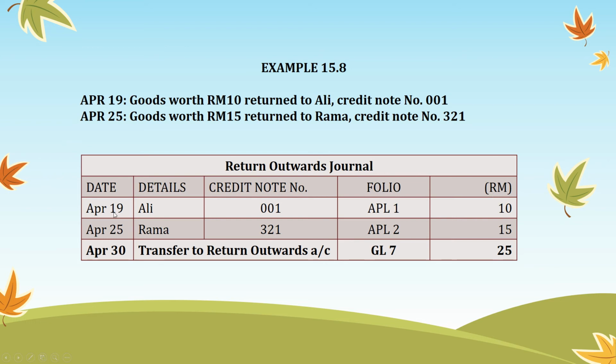The date for goods returned to Ali is April 19. The credit note number is 001 and the amount is 10 ringgit. And then goods returned to Rama is at April 25. Credit note number is 321 and the amount is 15 ringgit. Total return outward is 25 ringgit and will be transferred to return outward account in General Ledger 7 on April 30.